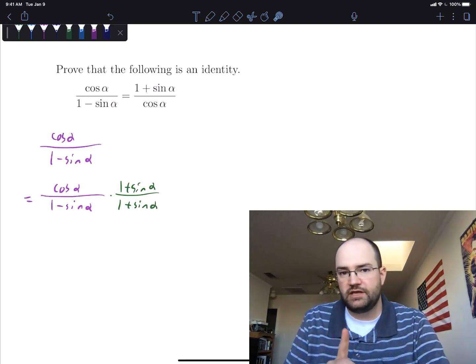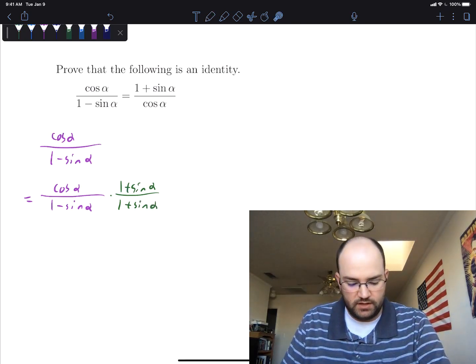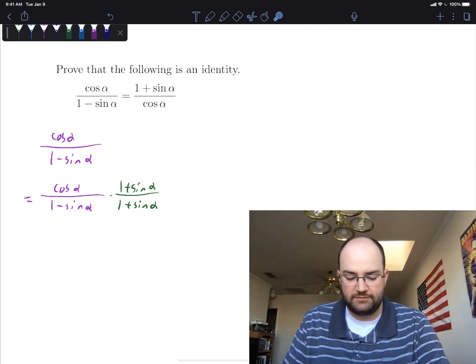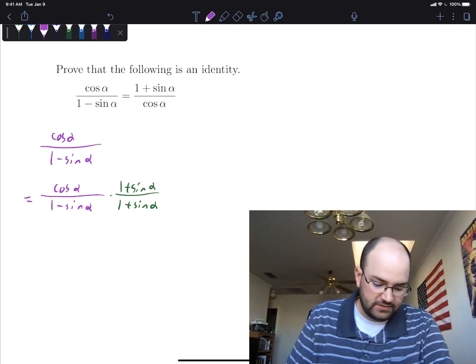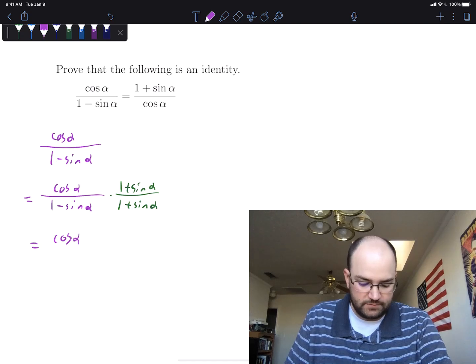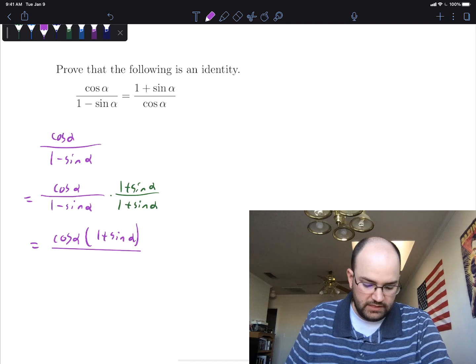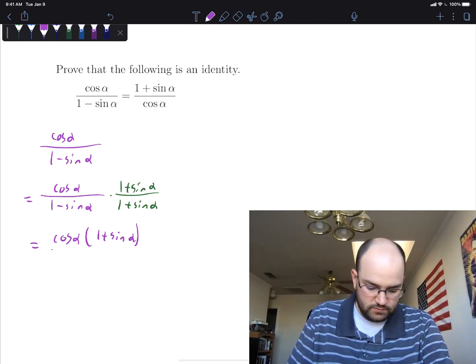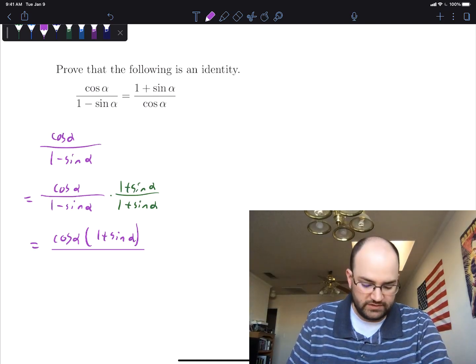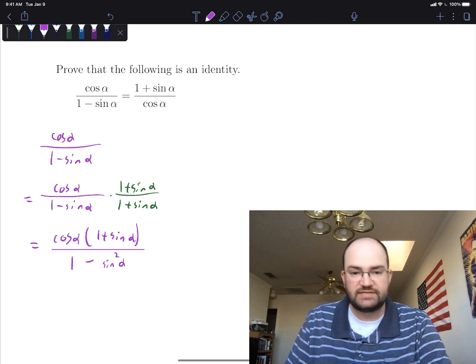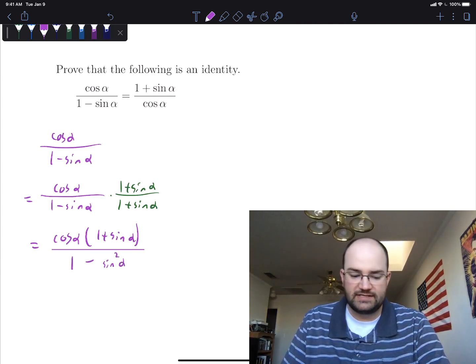Now, there's a good indicator that this is what I want to do, because in the denominator, we already have a 1 minus sine alpha, and 1 plus sine alpha is the conjugate. So a product of conjugates gives you a difference of 2 squares. And this is going to give me in the numerator just cosine alpha times 1 plus sine alpha. And then all over in the denominator, we have 1 minus sine alpha times 1 plus sine alpha. Square both of those. 1 squared is 1. Sine alpha squared is sine squared alpha, with the minus between the two. So we get 1 minus sine squared alpha.